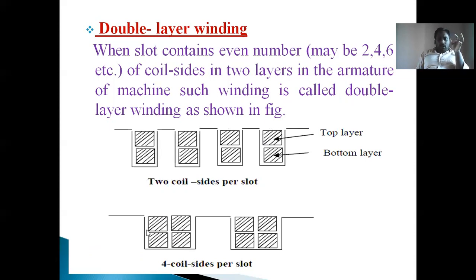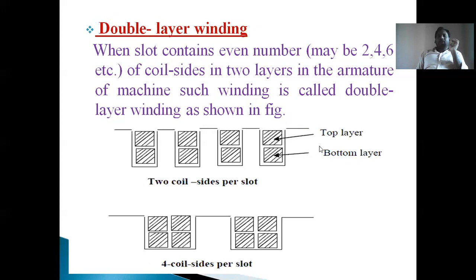Layers can be shown in horizontal, 2 layers. And conductors means the total shaded rectangular box. Conductor means I am telling about the coil side here. Coil side means the total shaded rectangular box, and layers means the horizontal one. Here 2 layers are there, and 4 coil sides are there. That's why here double layer winding has 4 coil sides per slot. Anyway, the coil sides are arranged in the form of double layers in the armature slots. Such type of winding is called double layer winding, and this is called the top layer. This is called the bottom layer.